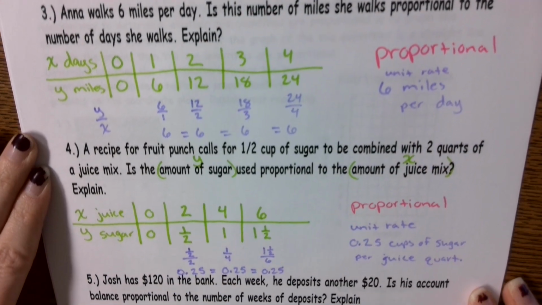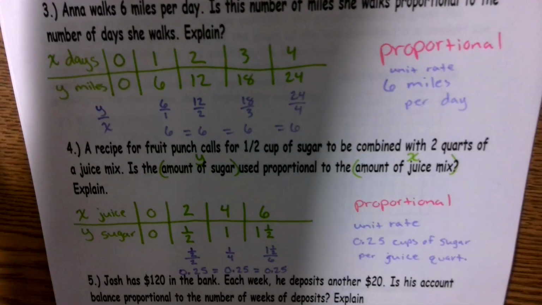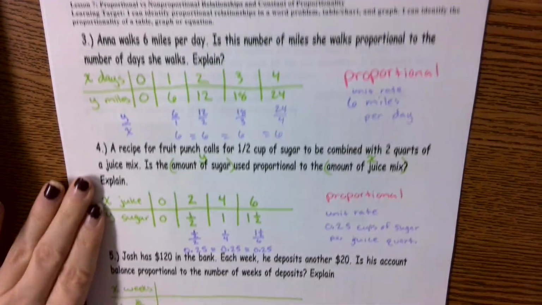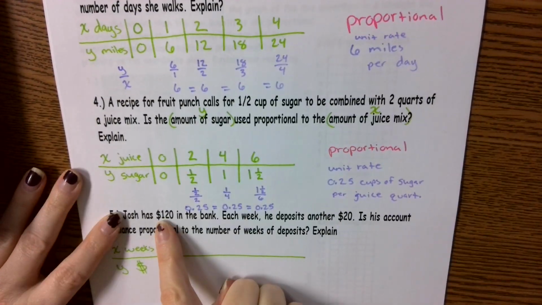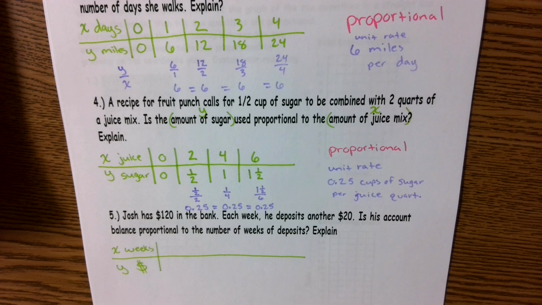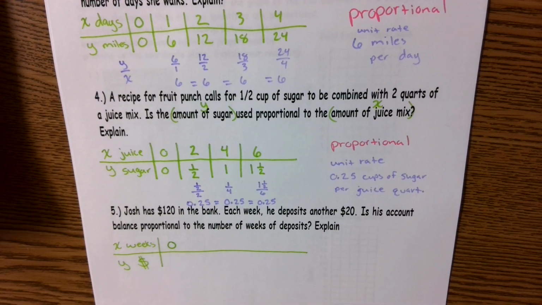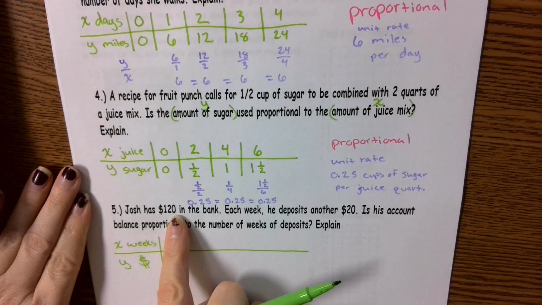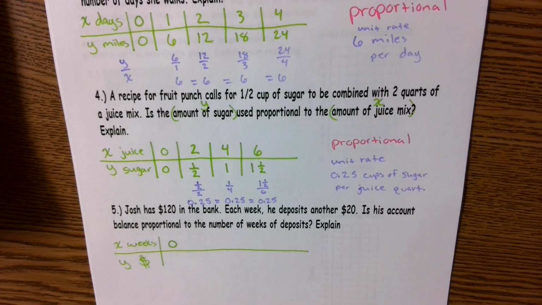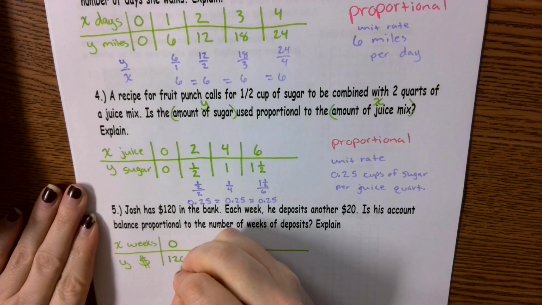All right, let's take a look at problem number 5. For problem number 5, Josh has $120 in the bank. Each week he deposits another $20. So we want to know, is the money proportional to the weeks? Okay, so before he starts doing anything to his account, how much money is he starting with? At 0 days he has how much money? Not 20, 120. He has 120 in the bank right now. He hasn't done anything to it. He's just starting off with 120 in the bank.